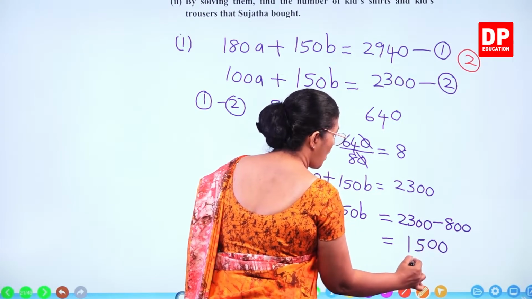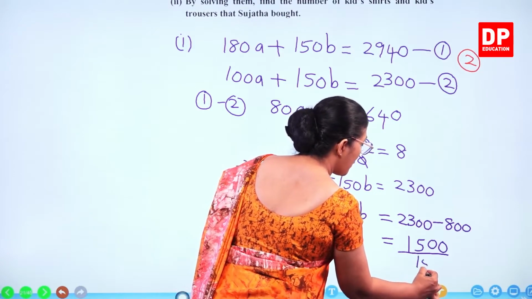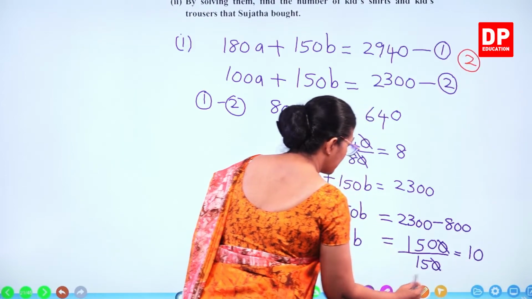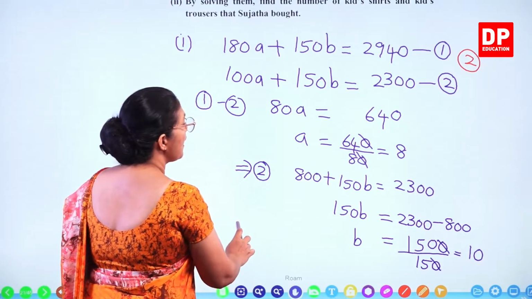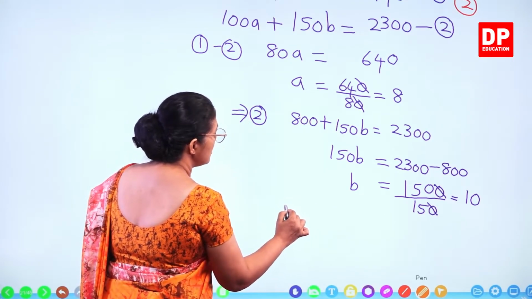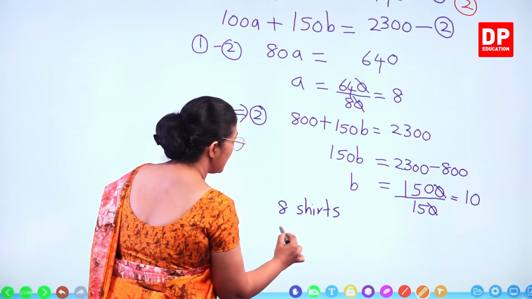Five and 1. So B becomes 1,500 divided by 150. So you get 10. So that means 8 shirts and 10 trousers.